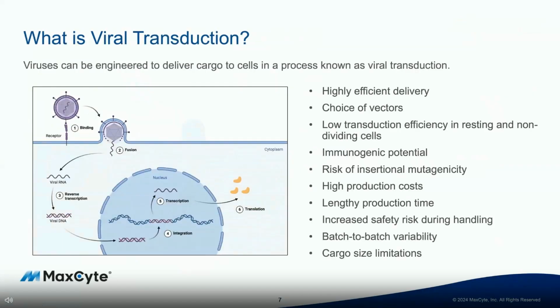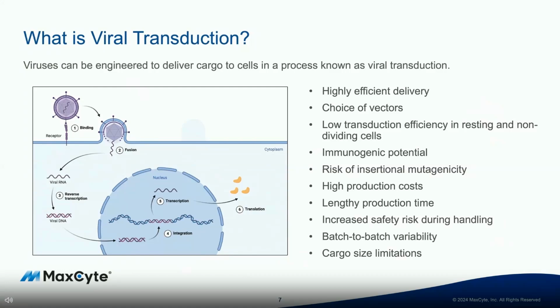So what is viral transduction? Viruses can be engineered to deliver cargo into cells in a process known as viral transduction. It can be a highly efficient delivery method, and there are different choices of vectors, including AAV, adenovirus, or retroviruses. Here, this image shows an example of retrovirus transduction, where a viral particle will bind to a cell surface through receptor interaction, and then it is either fused or endocytosed in the cell. You have viral genomic RNA, which is reverse transcribed to DNA and integrated into the host genome for stable expression.